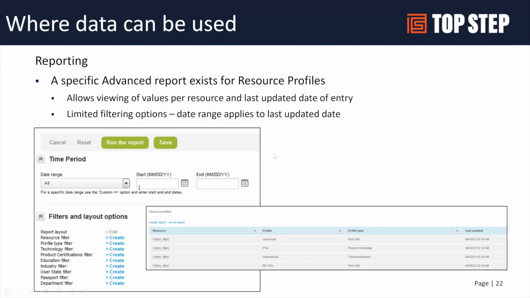Lastly, reporting is available. I mentioned earlier there's an advanced report that you can filter by different resource types if you want, or just run it for everybody. It'll show you which resources have which profile and what profile type. And again, you can display last updated in the report, so you can see if the people are updating their profile on a regular basis.